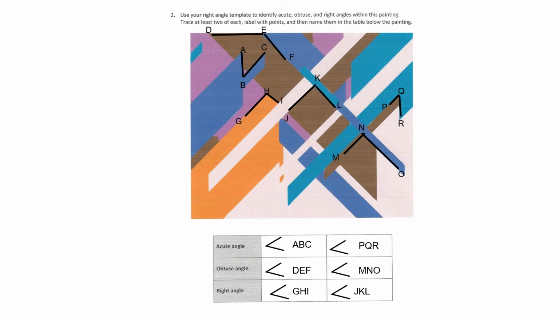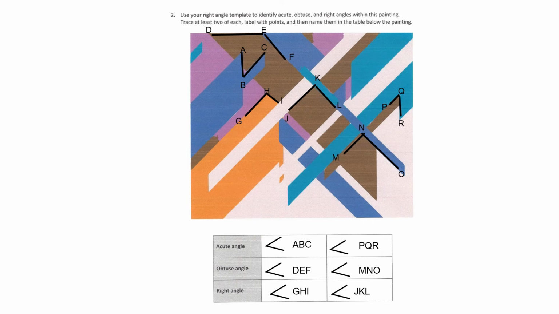Now, you are going to use your right angle template again to identify acute, obtuse, and right angles with this painting, and you have to trace them. So for acute, and we have to have our symbol, I did ABC, because that's less than a right angle, so it's acute. Another acute angle is PQR, right over here, because that's less than a 90-degree angle, less than a right angle.